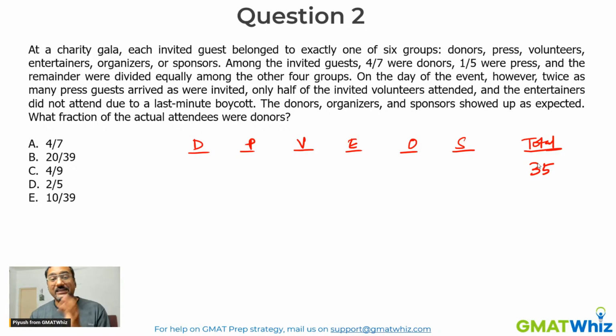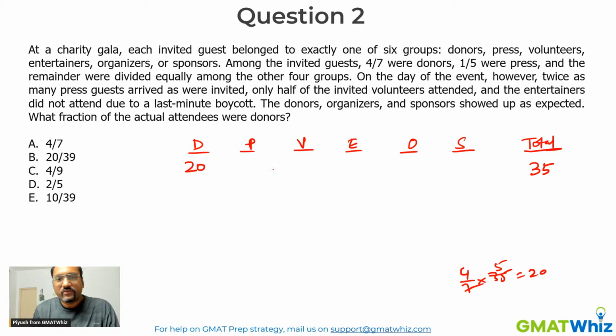But let's understand this. So 7 and 5 are the denominators. If I take a number which is a multiple of both, when I divide that number by 7, it will yield an integer. Now, why do integers matter? Because if you have integers, your brain works faster. The math is faster. So first thing is, number of donors is 4/7 of 35. I do my rough work in a separate place. So I'll write 4/7 of 35 and quickly calculate that. That is 20. So number of donors is 20.